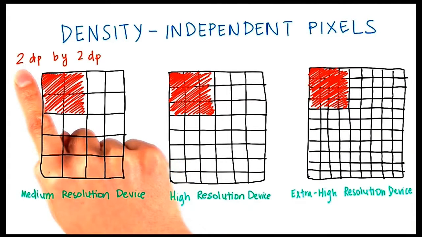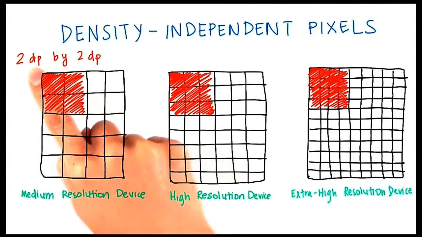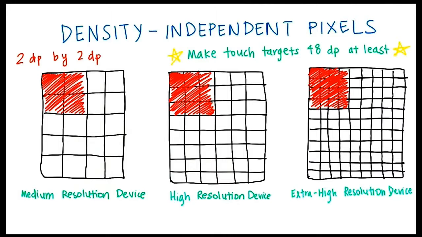All you need to remember is that you need to define your sizes in terms of dip values. When designing your apps, we recommend that all touch targets, like buttons, should be at least 48 dips tall and wide. Notice that it says 48 dips and not 48 pixels. Otherwise, it would be really tiny on this extra high resolution device. This will make your app easy to use for everyone.